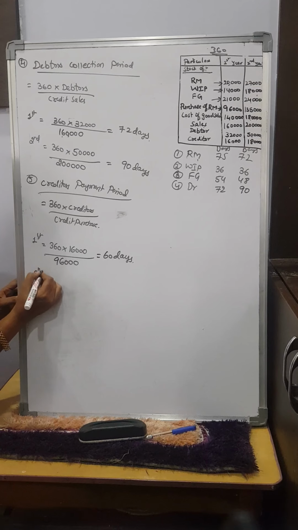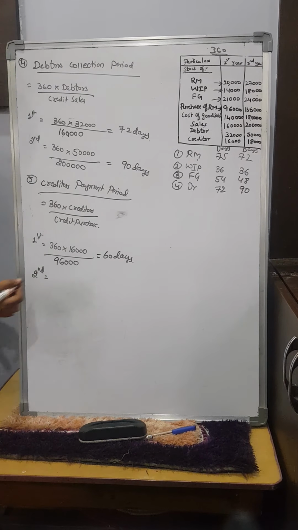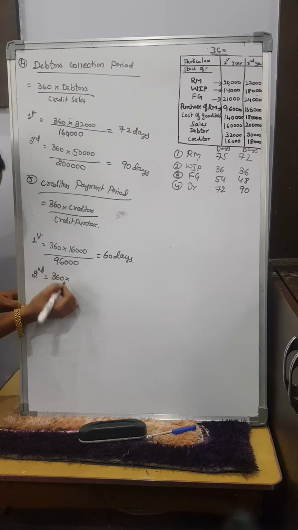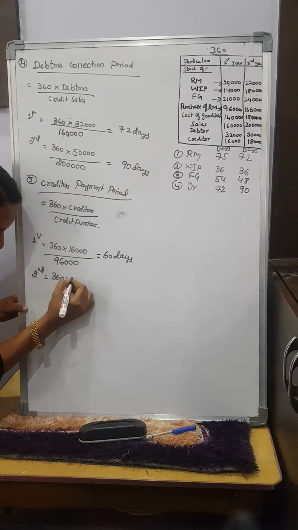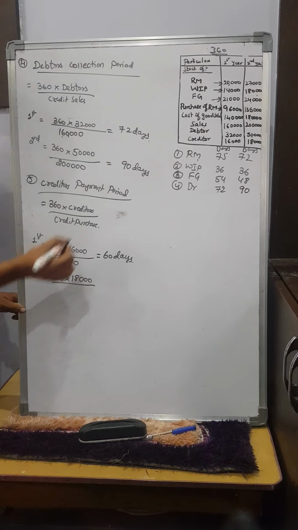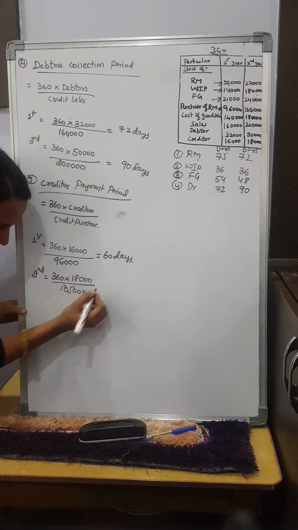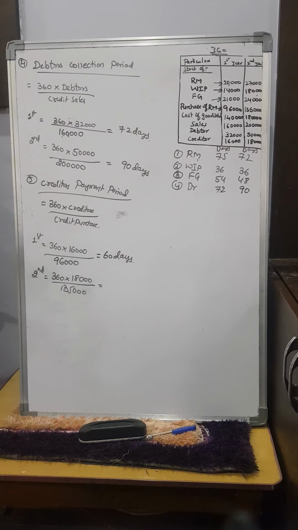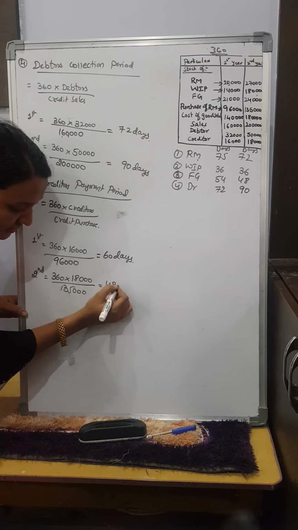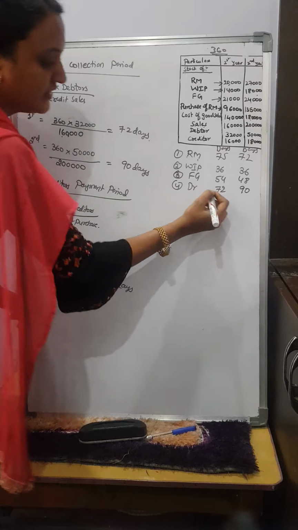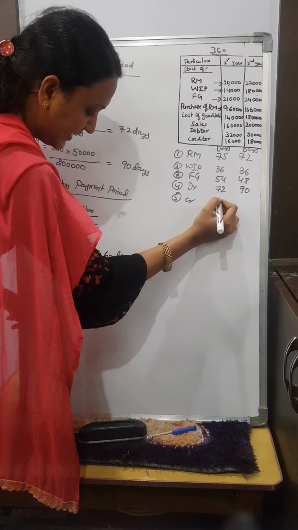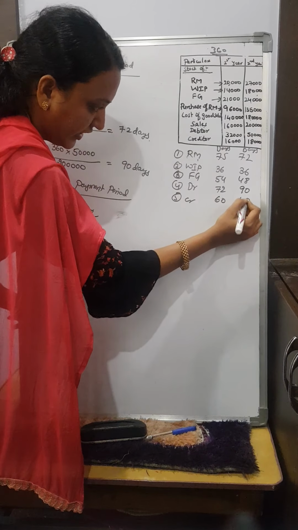And for the second year, same formula. 360 into, what is the creditors? 18,000. And what is the purchase of raw material? 1,35,000. If you substitute this, you will be getting 48 days. So the fifth one is 60 and 48.